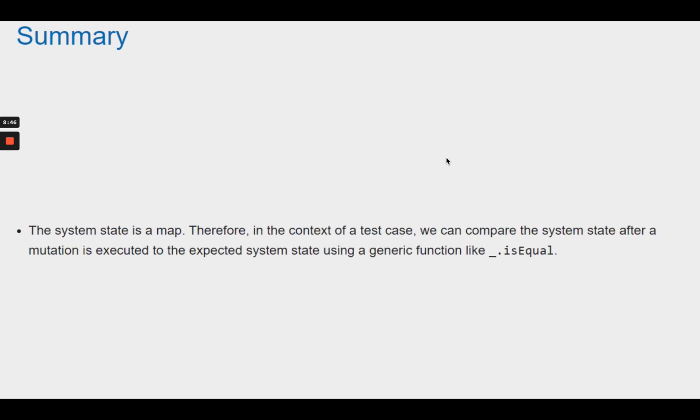The system state is a map. Therefore, in the context of a test case, we can compare the system state after a mutation is executed to the expected system state using a generic function like _.isEqual.